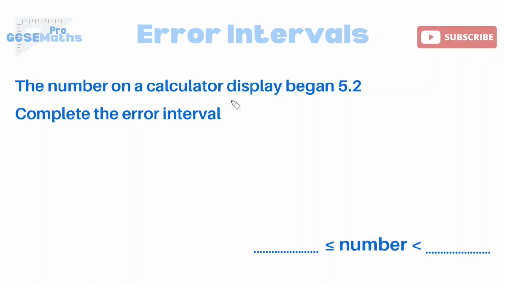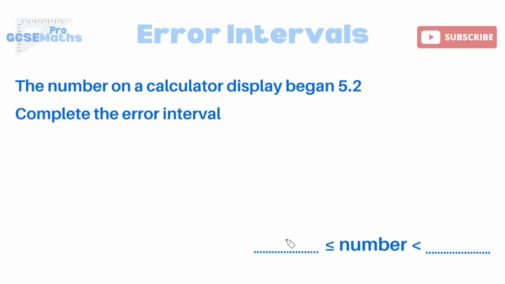So the number on a calculator display began 5.2 something. Complete the error interval. So what we're saying is if you imagine your calculator, it physically said 5.2, but we don't know what came after that. Could have been another 10 digits. We don't know what followed that. But we know for certain that this is what it started with.